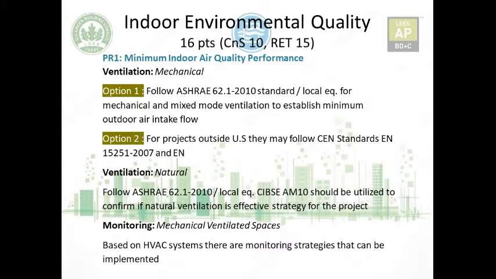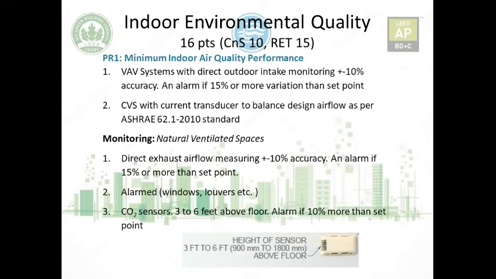Now coming to the monitoring. For the mechanically ventilated spaces, we have different strategies for monitoring. Let's see what these strategies are. The first strategy for a mechanical ventilation system is when you have VAV systems installed, or variable air volume, then you have to monitor the direct outdoor intake, and it should be monitored with around plus or minus 10% accuracy.